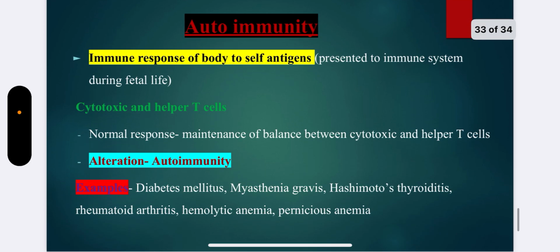Now about autoantibody. Auto means self. So it is the immune response of the body to self antigen, and these antigens are presented to the immune system during the fetal life. So when the body produces antibodies against its own proteins, causing excessive destruction of the antigenic substances by the antigen-antibody reaction, any disease that results from this type of immune response is called an autoimmune disease. You can see the examples over here: diabetes mellitus, myasthenia gravis, Hashimoto thyroiditis, rheumatoid arthritis, hemolytic anemia, and pernicious anemia.